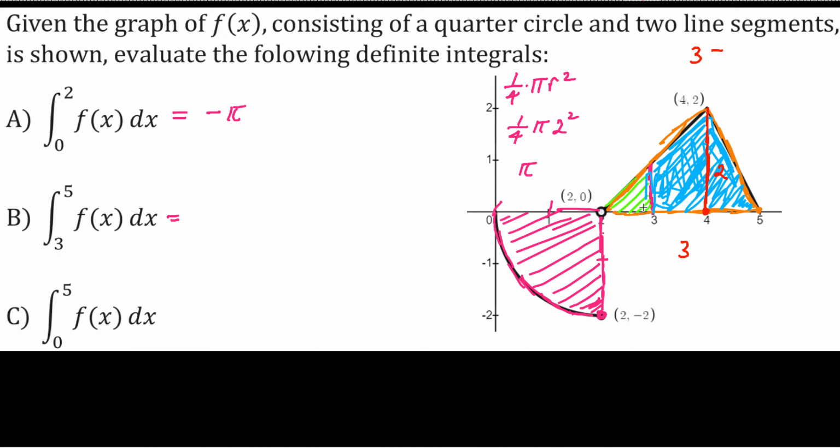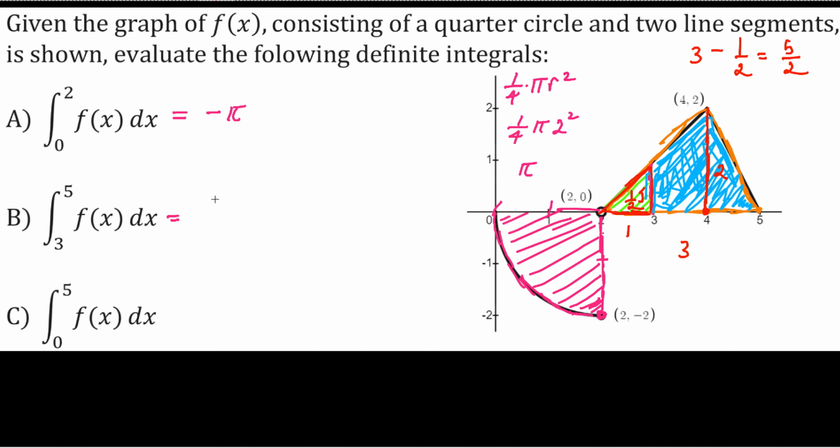Now let's find out the area of this little green shaded region, which is also just a triangle. And that goes from 2 to 3, which is 1. And then the height of it is 1. So the area of that piece is 1/2. Because 1 times 1 is 1, divided by 2 is 1/2. And now I have that it's 3 minus 1/2, which is 2.5, which is 5/2.